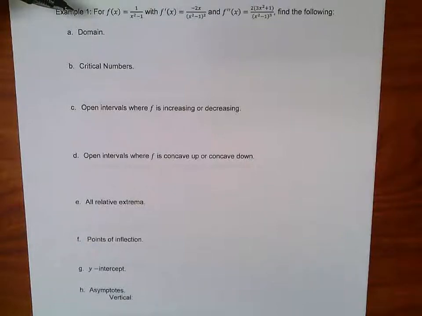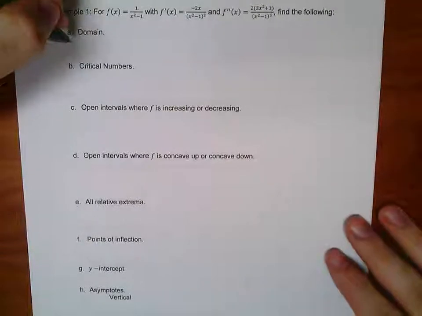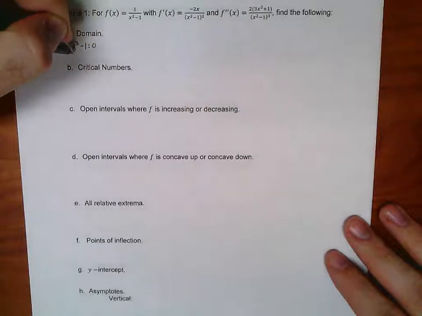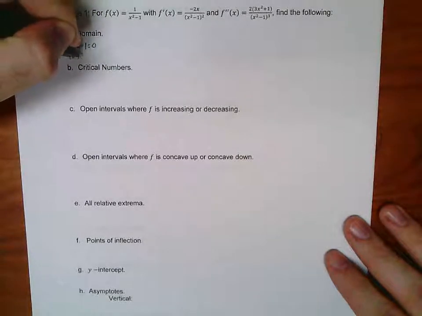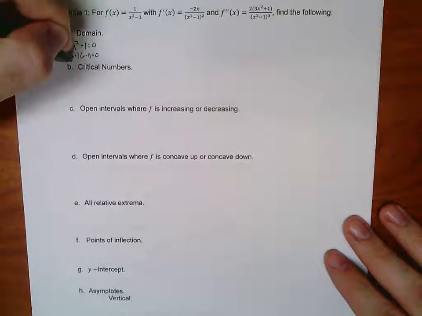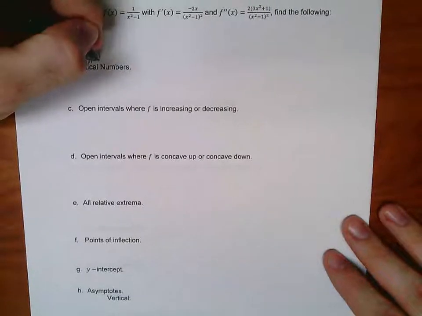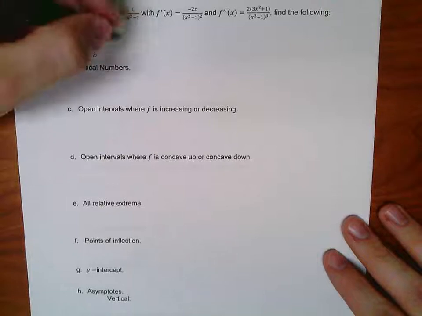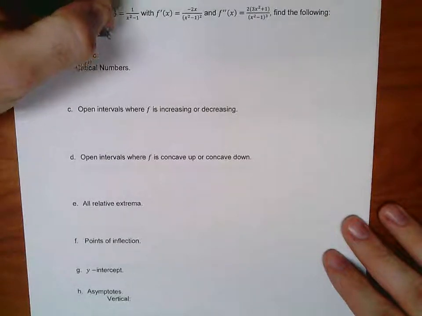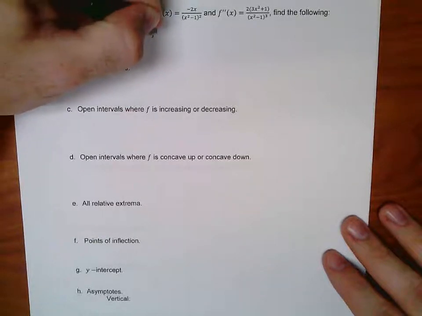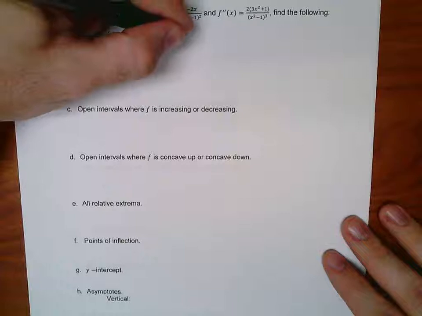So the first thing we want to find is our domain. Remember, to find the domain, you want to set the denominator of f of x equal to 0. So in this case, x squared minus 1 equals 0. That factors as x plus 1 times x minus 1 equals 0, which gives us x equals negative 1, x equals 1. These are our bad numbers, right? These are the numbers that would give us 0 in our denominator, so they're not in our domain. So our domain in this case is negative infinity to negative 1, union negative 1 to 1, union 1 to infinity.